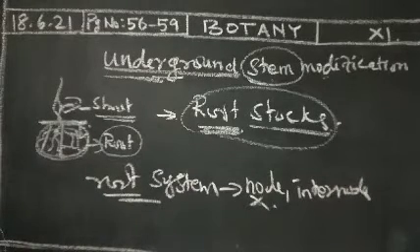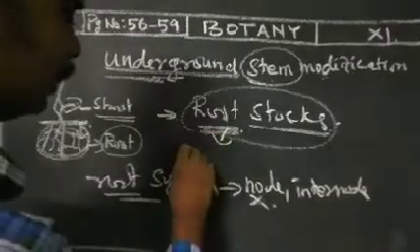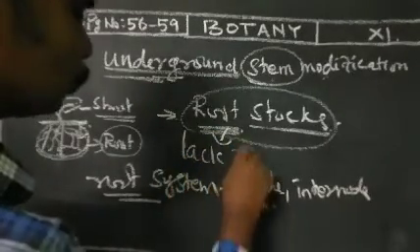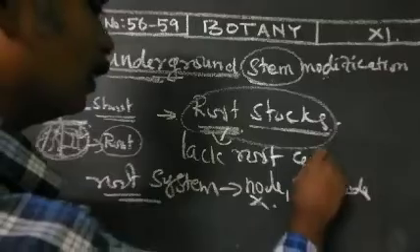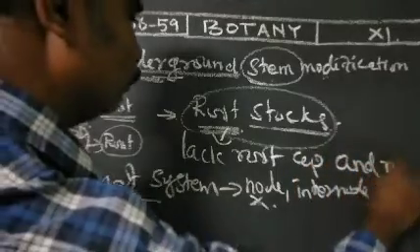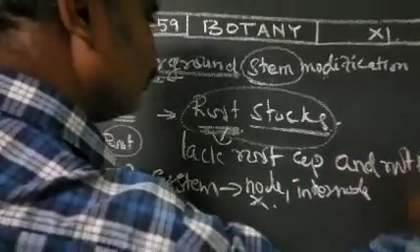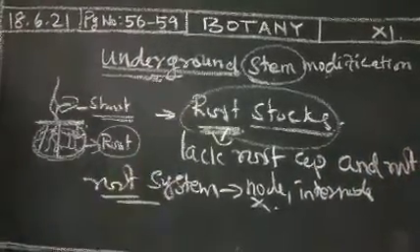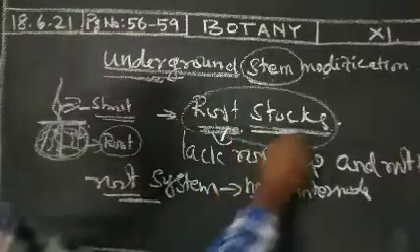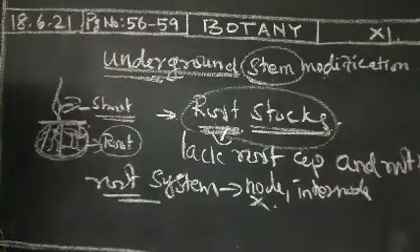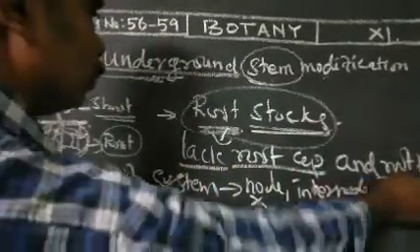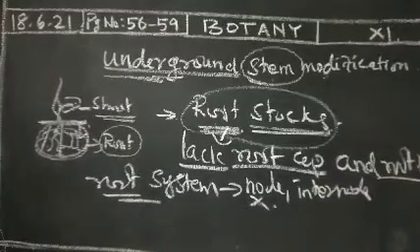So the root stocks lack root cap and root tip. Root stocks are for storage. They lack root cap and root hairs. So this is the underground stem modification.